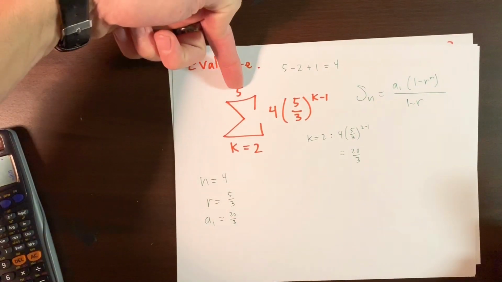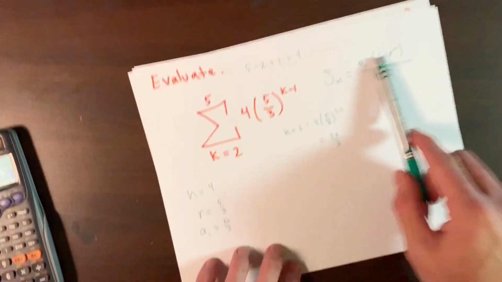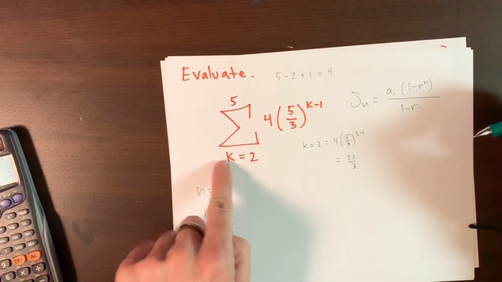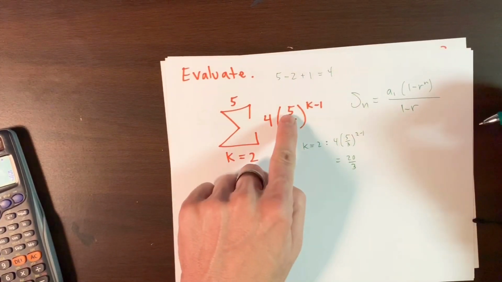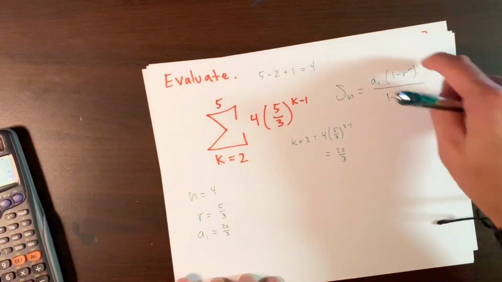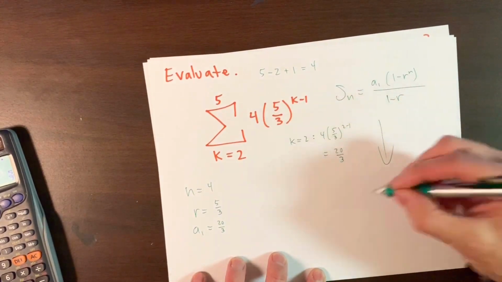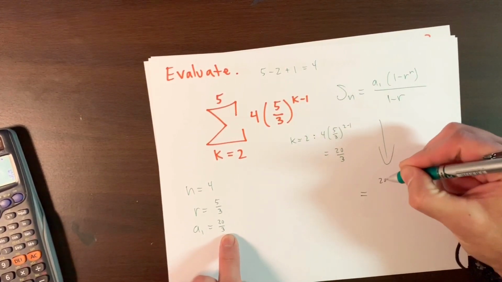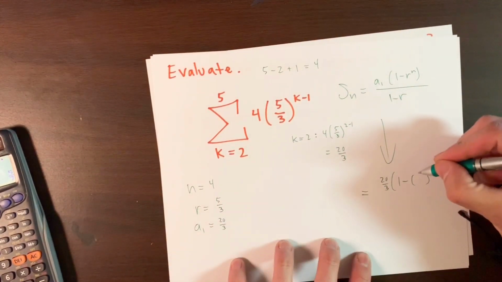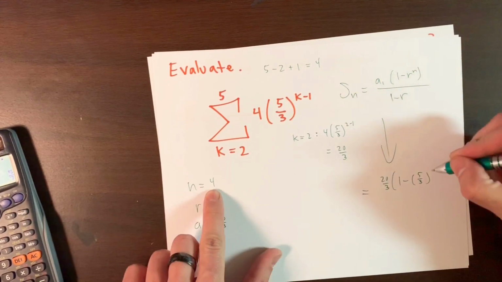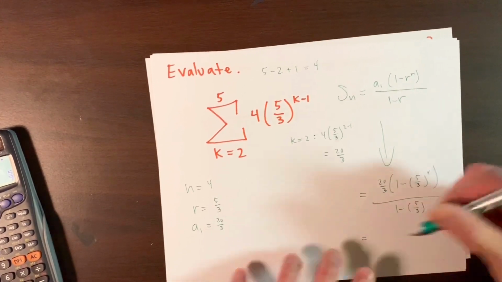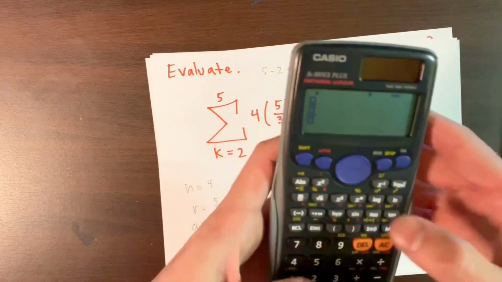Notice I don't have to plug in the last term, because this formula doesn't care about it. It cares about the first term, which is found by looking at the index. It wants to know r, which is this, and it wants to know n, which is top minus bottom plus 1. So now take these values and drag and drop them into here. So a1 is 20/3, 1 minus r to the power of n, where r is 5/3 and n was 4, over 1 minus 5/3. And we now type this in and we hope for the best.